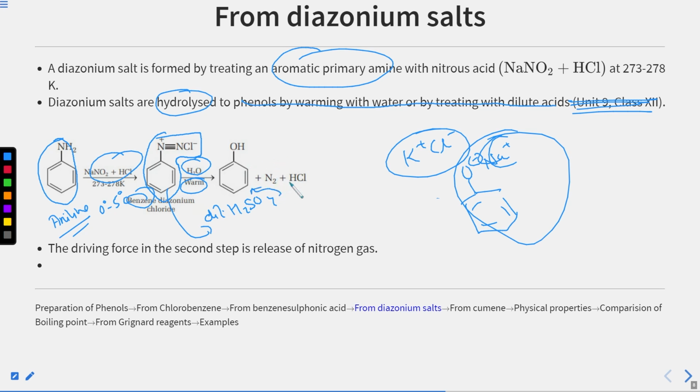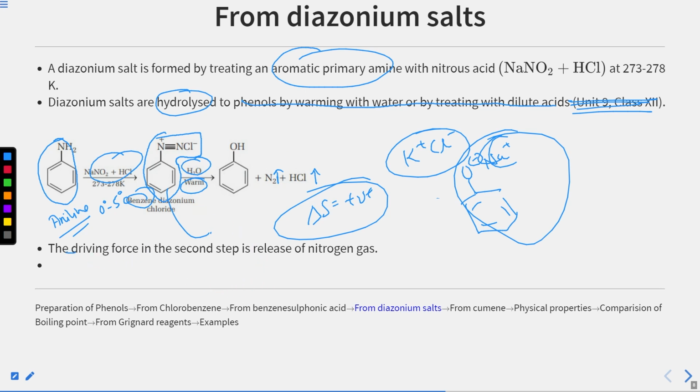Now what is the driving force in this reaction? Why does the addition of just warm water give the phenol? Release of this N2 gas. Now on this side the entropy is increasing because gas has a greater entropy. Therefore this increase in entropy, so the two products are gaseous here. This HCl is also formed as gas and this N2 is also formed as gas. So the formation of two gases increases the delta S, so it makes it positive. Due to this increase in entropy, this reaction is facilitated.